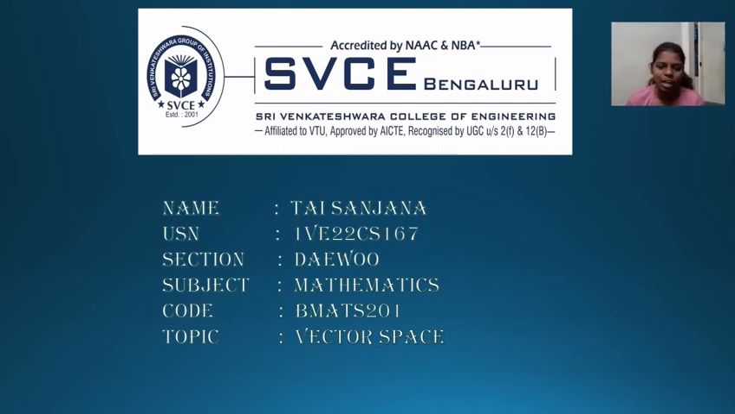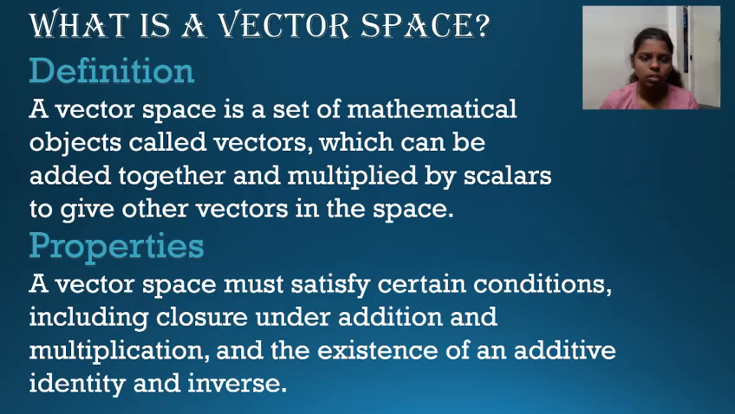In this video, we are going to discuss vector spaces in mathematics. What is a vector space? Let us see the definition first. A vector space is a set of mathematical objects called vectors which can be added together and multiplied by scalars to give other vectors in the space.